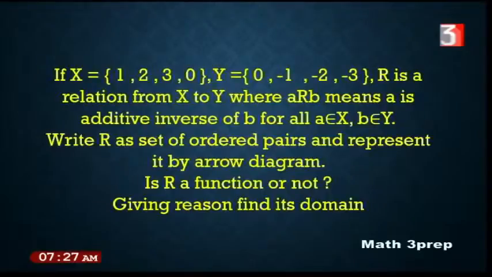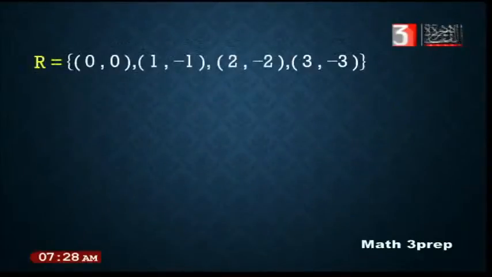First of all, what about additive inverse? Yes, the additive inverse of 0 is 0, 1 is negative 1, and so on. So we can say that the relation R equals {(0, 0), (1, negative 1), (2, negative 2), (3, negative 3)}.